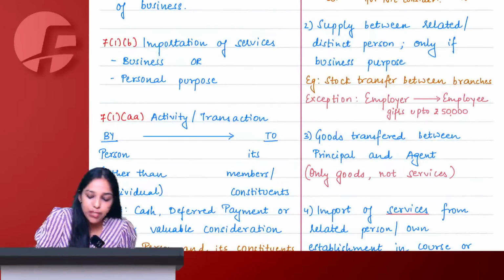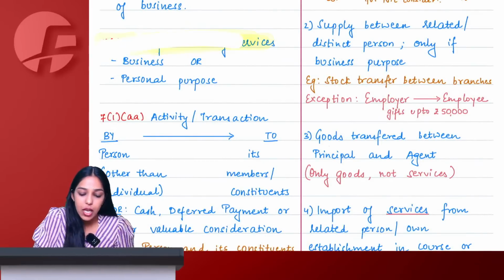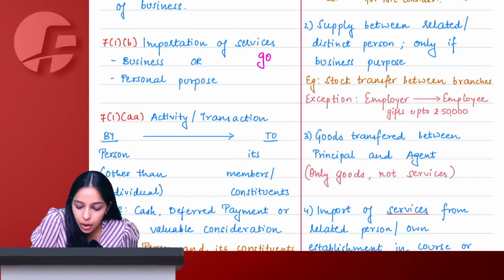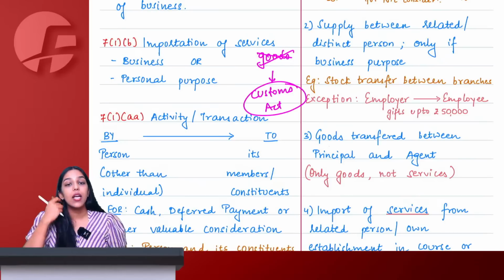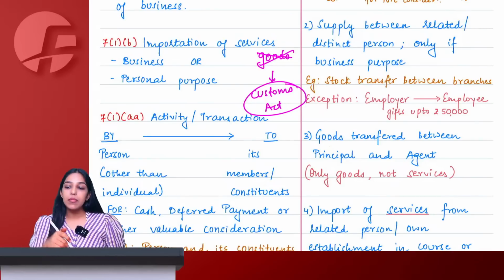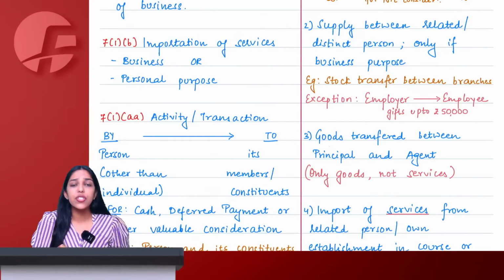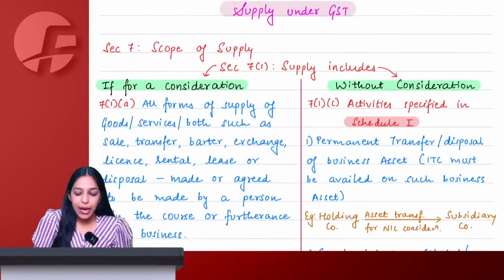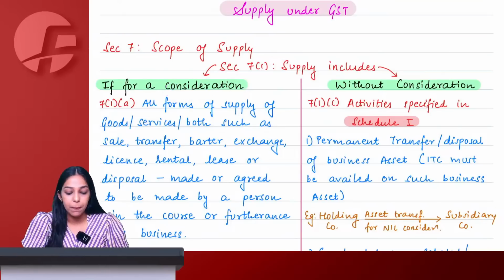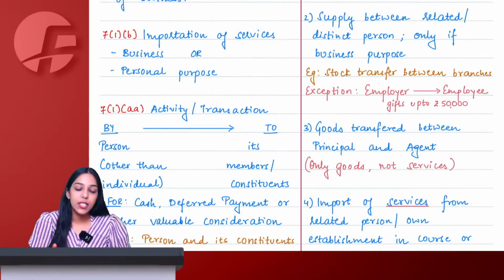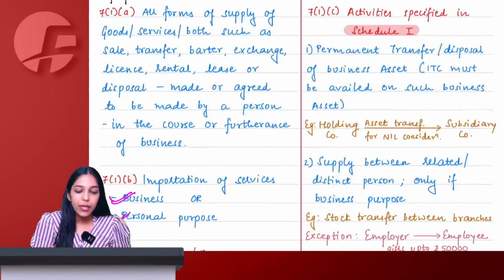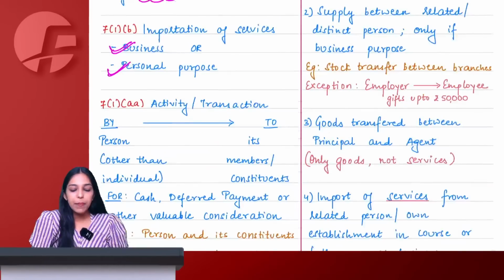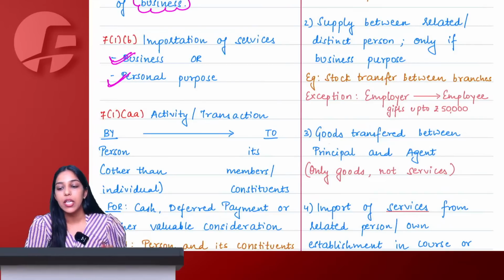Right, ma'am. 7.1b says that if there is import of services, and we are only talking about import of services, not import of goods, because import of goods is dealt with under the Customs Act and we are currently studying the GST Act. Therefore, only section 7.1b includes import of services, and the common condition still remains the same: for a consideration. So if you are importing any service for a consideration, be it business purpose, be it personal purpose, purpose doesn't matter here, because in point A we had to see business purpose, but point B simply says that if you are importing any service, it can be business purpose or personal purpose, it doesn't matter.